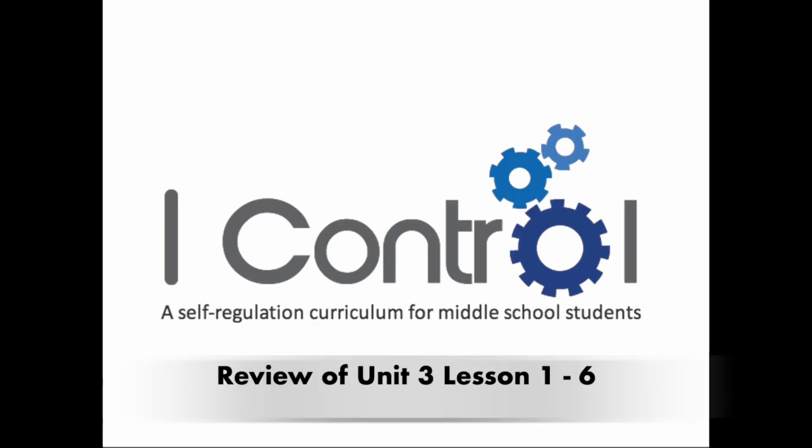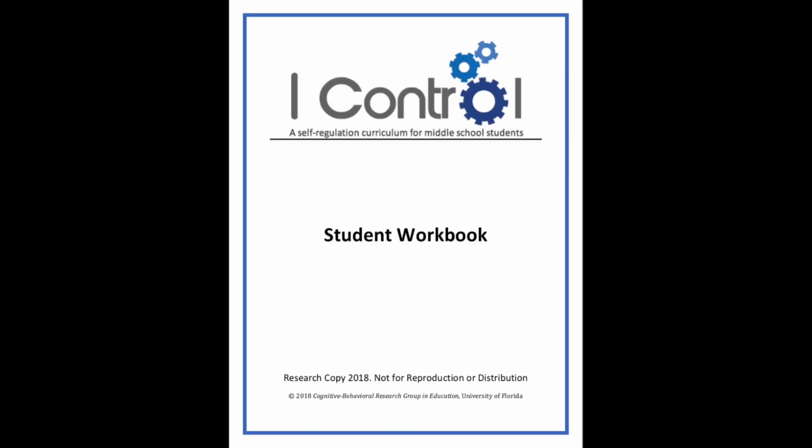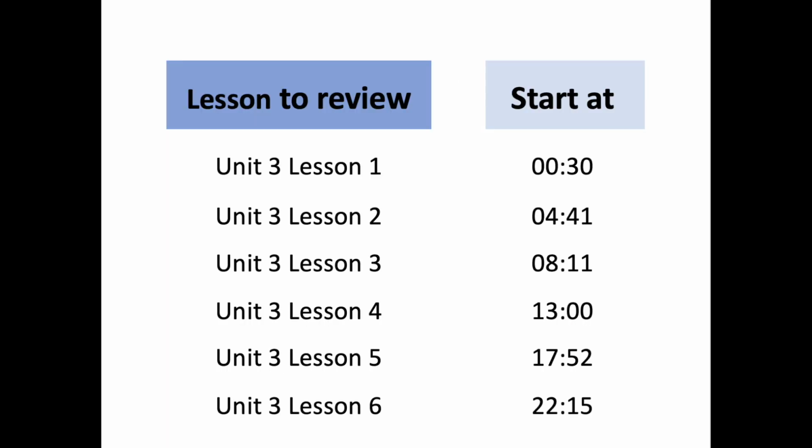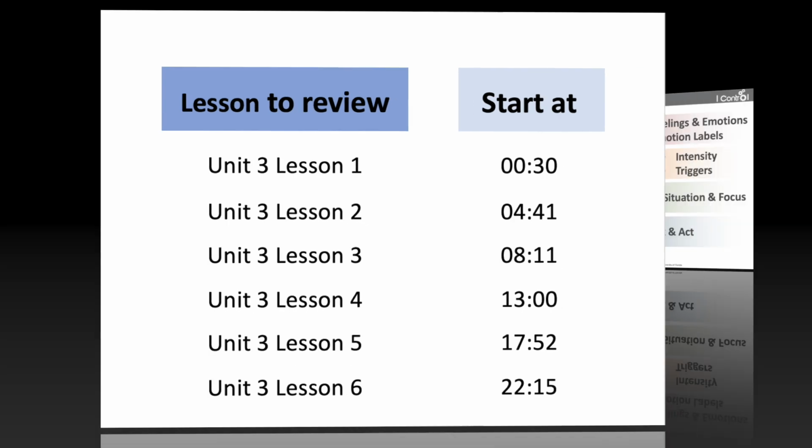In this video, we are going to review what has been learned from Unit 3, Lesson 1 through 6. In order to complete this review, you will need your iControl student workbook and something to write with. If you do not have what you need at this time, please pause the video and press play when you are ready to continue. If you do not need to view all of the lessons in this video, feel free to skip to the lessons you need using the times provided.